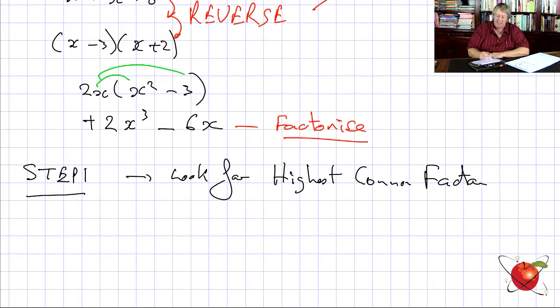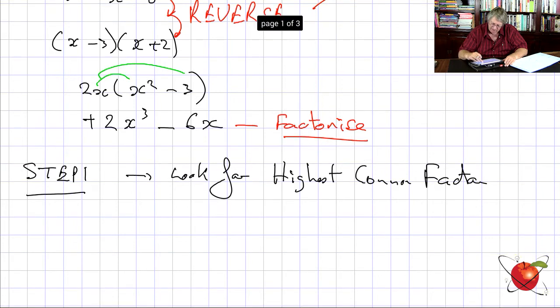Does a 2 divide in there? Yes, it does. It leaves us with a 1. Does a 2 divide into the 6? Yes, it does. It leaves us with a 3. So the highest common factor is the highest element that can divide into the others, leaving no remainder. Very important, leaving no remainder. So it's got to be an integer, essentially a whole number.